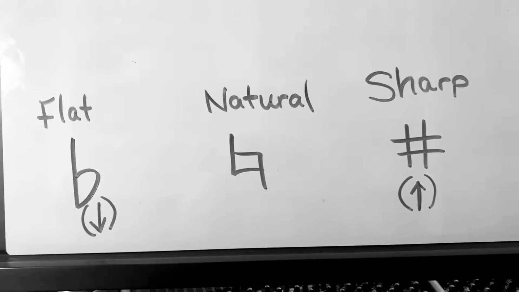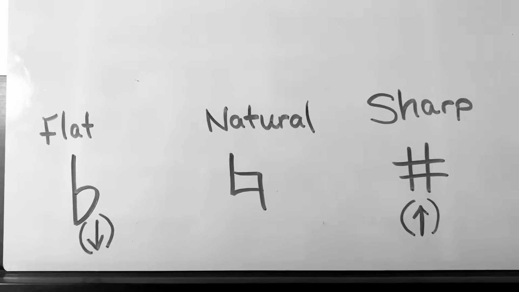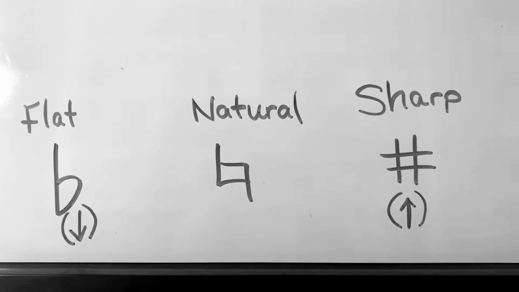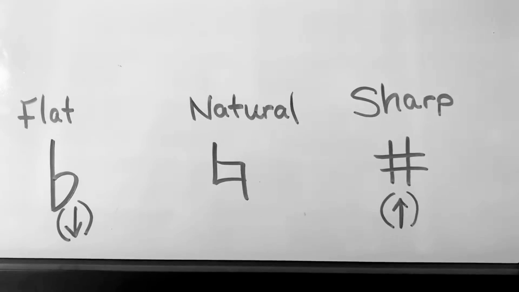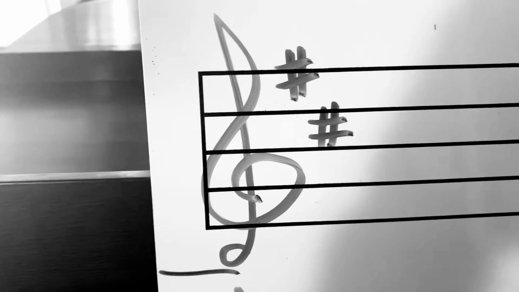So we have sharp, which raises a note by a half step, flat, which lowers a note by a half step, and natural, which cancels out a sharp or a flat. And let's talk about that natural guy, because you can get a little confused, like, well, why would you put a sharp and then cancel it out? Well, let me tell you, we have things called key signatures. We'll talk more about those later, but you can have a key signature with, say, some sharps in it.